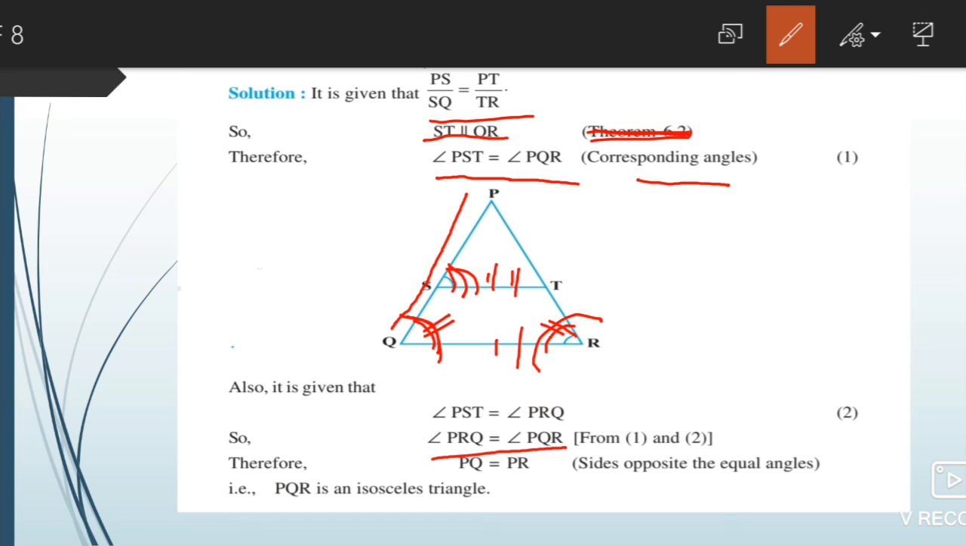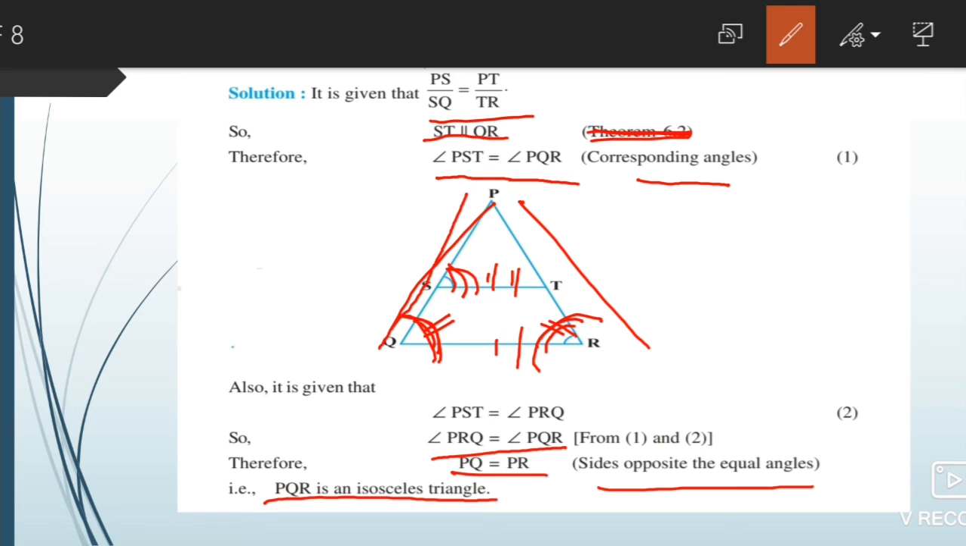So this implies that, you know that the sides opposite to equal angles are equal. Since the angles are equal, you can say that this line PQ is equal to this line PR. So PQ is equal to PR, so PQR is an isosceles triangle.